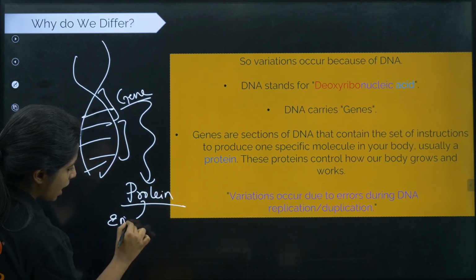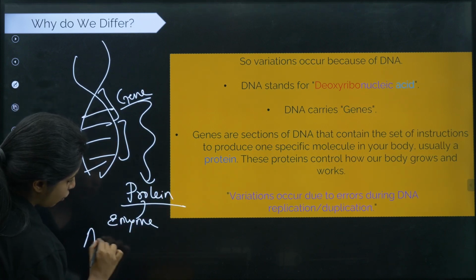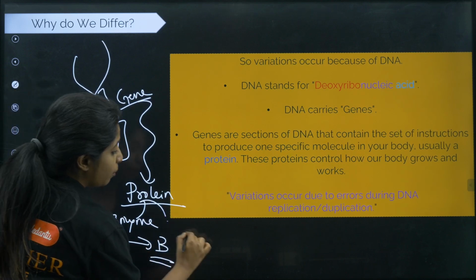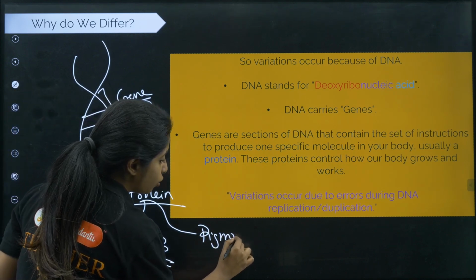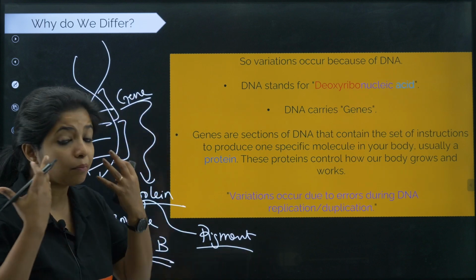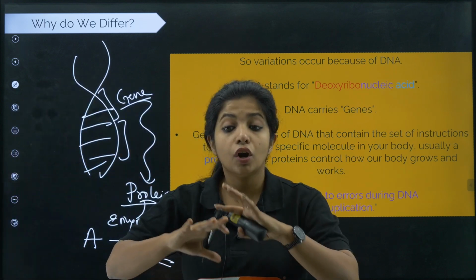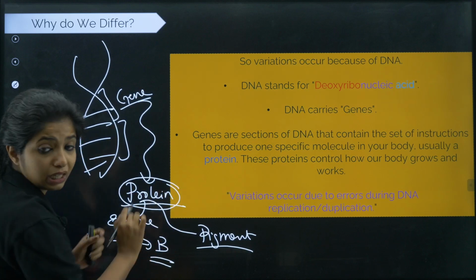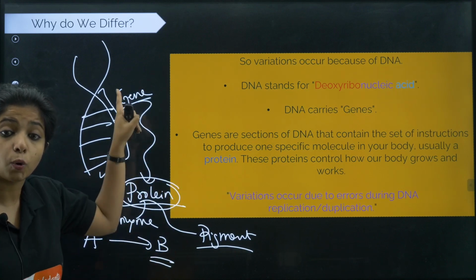This protein can be an enzyme which would help in the conversion of A to B, and B might be some very important thing, or this protein might be some pigment in our body such as hemoglobin, or probably it might be melanin which gives skin color. There are a lot of things being produced with the help of proteins, but proteins are something that we need for sure. Okay, and the proteins are being coded by genes.